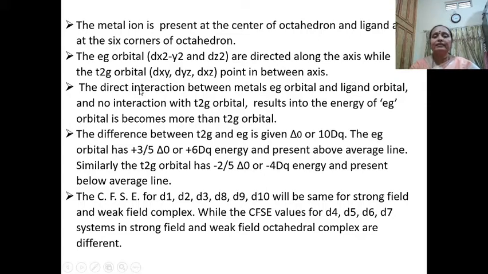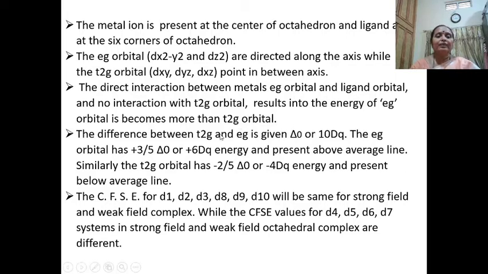When there is a direct interaction between the metal Eg orbitals and the ligand orbitals, and no interaction with the T2g orbitals and the ligand, the energy of the Eg orbitals will be more than the T2g orbitals. When there is interaction, the energy of the system increases, and if there is less or almost no interaction, the energy is lower. So, the T2g orbitals will have lower energy, while the Eg orbitals, which interact, will have higher energy.